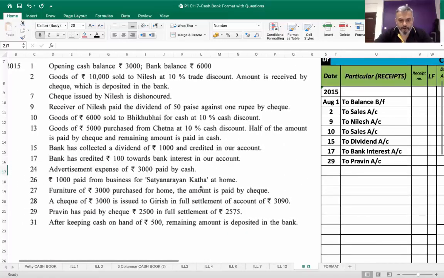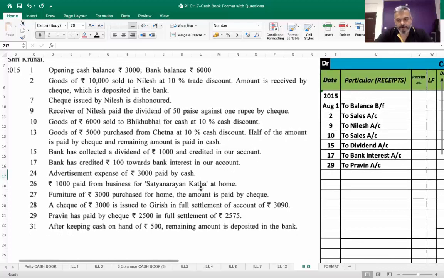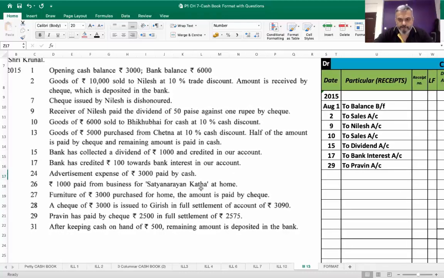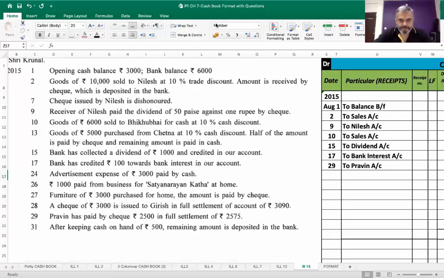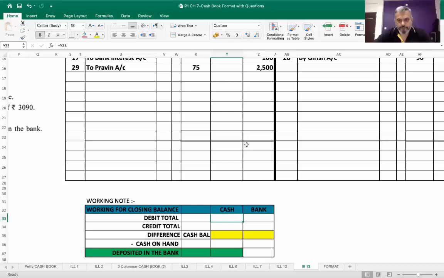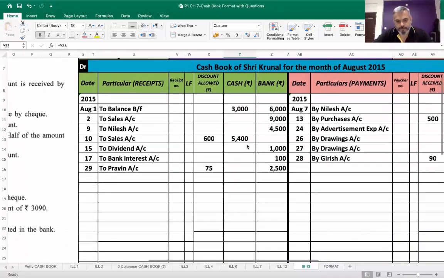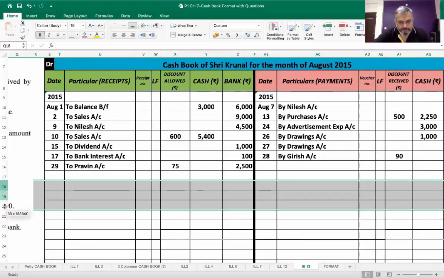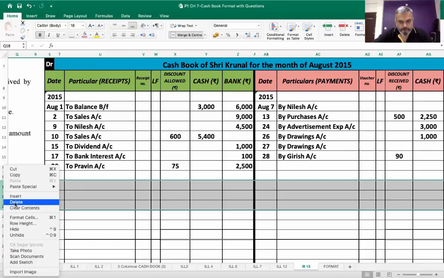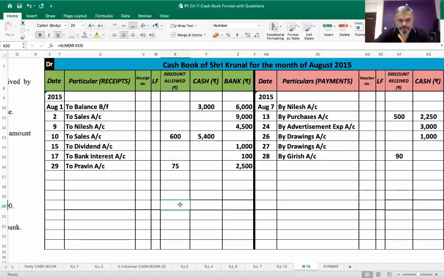Now 31st, important: after keeping cash on hand rupees 500, remaining amount is deposited in the bank. Now let's do the total first. Before you do the total, you can even close the discount account, because the discount account need not be balanced. You just have to do the totals. So over here total is 675, and over here the total is 590.